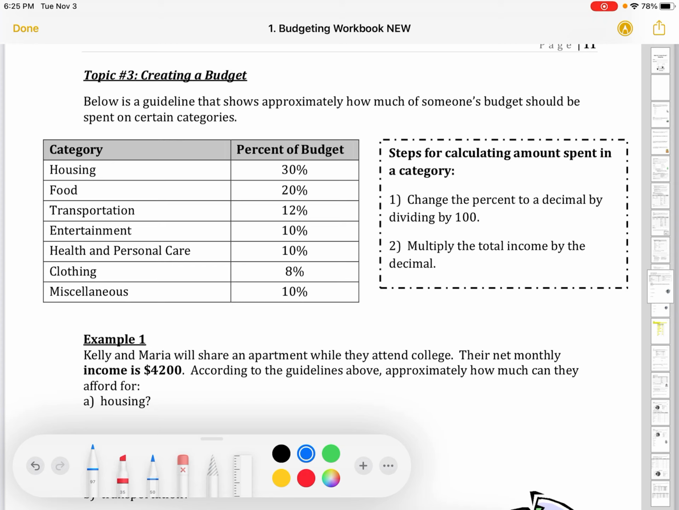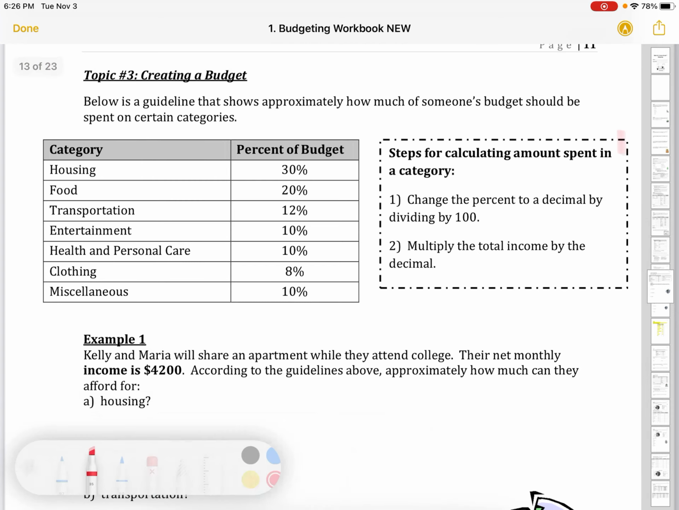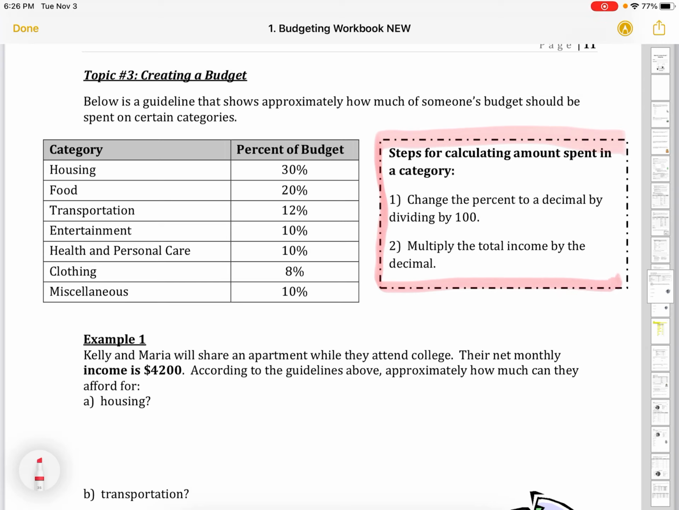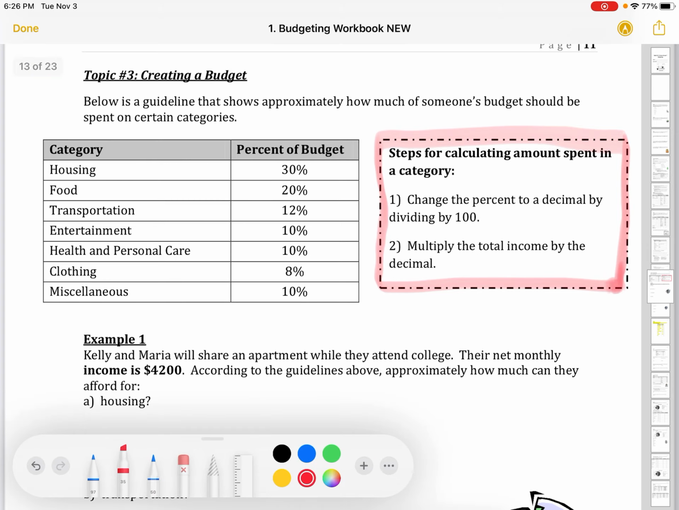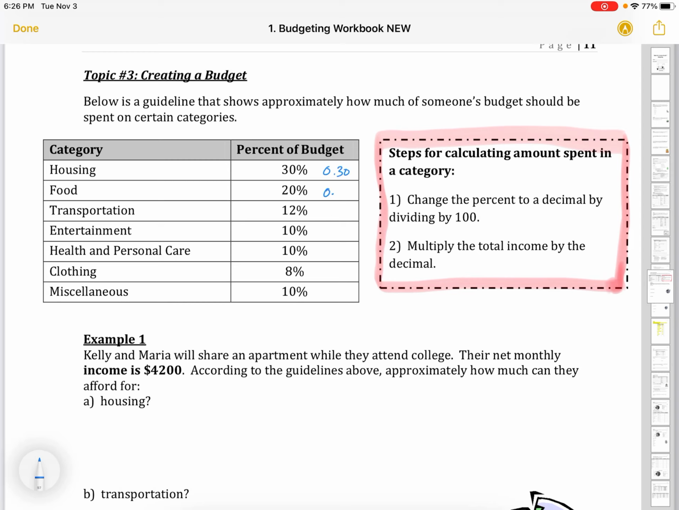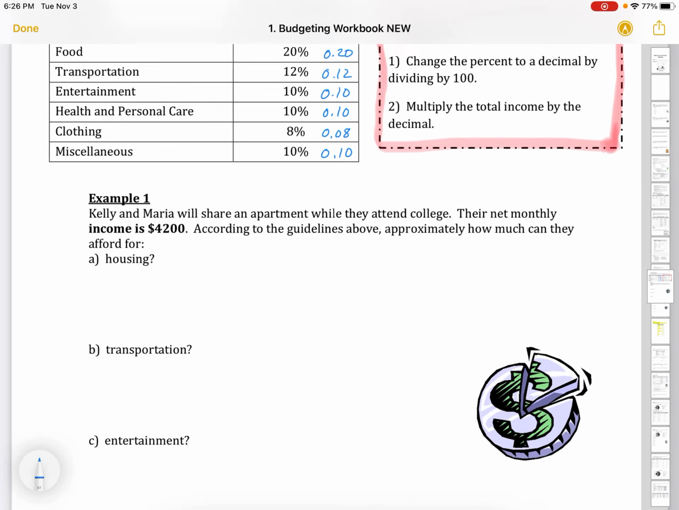Steps for calculating the amount spent in a category. You're going to change the percent to decimal by dividing by 100 and then multiply the total income by that decimal. So what we're doing here is we're looking at our categories and our percentage, and we're going to look at our income and decide how much we should be spending on them. So changing the percent to a decimal, we would divide by 100. So this would be 0.30, this would be 0.20, 0.12, 0.10, 0.10, 0.08, and 0.10. Done that work ahead of time so that we have that information to access.